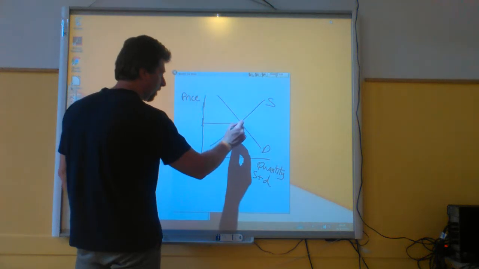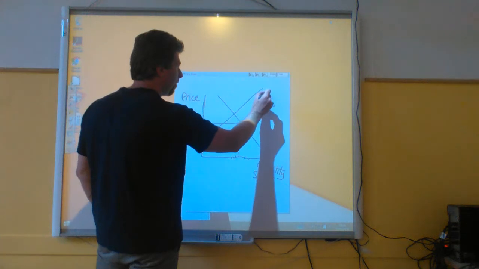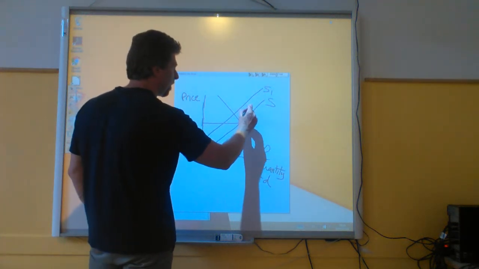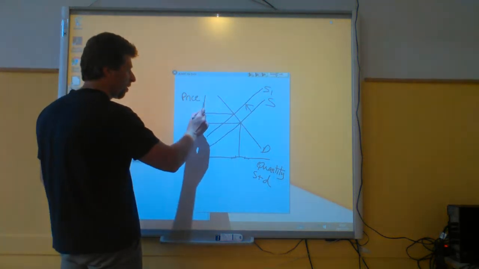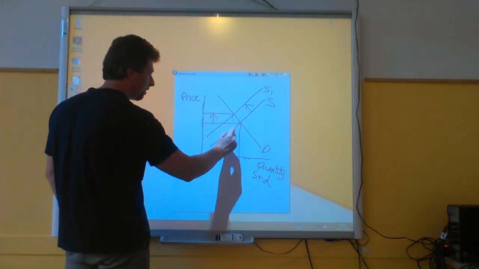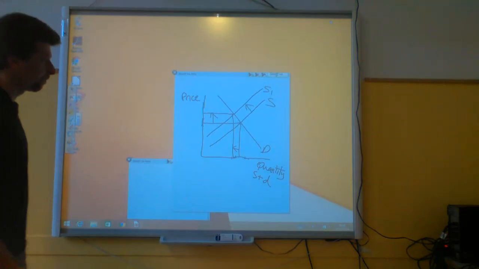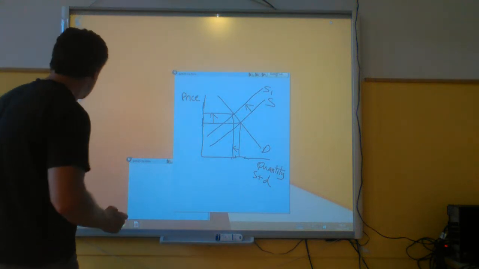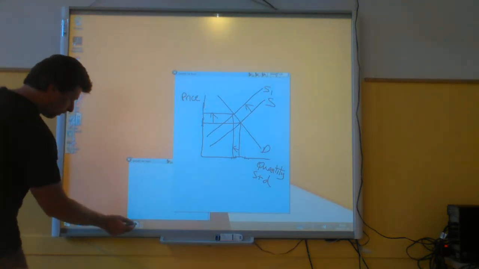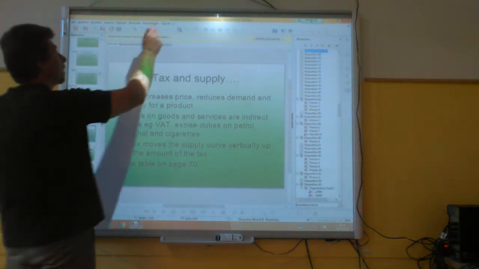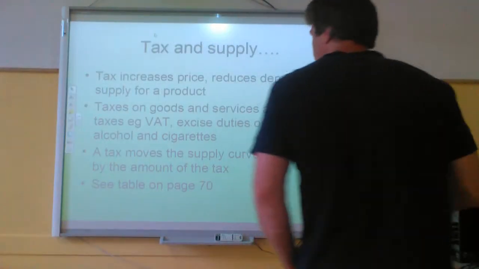Now, the optimum price is here. If there's a tax, the supply moves in this direction, above the original supply curve. Here, we've got an increase in price. Here, a reduction in quantity supplied and demanded. Okay? So that's the visual graphic representation. Go back to the PowerPoint.